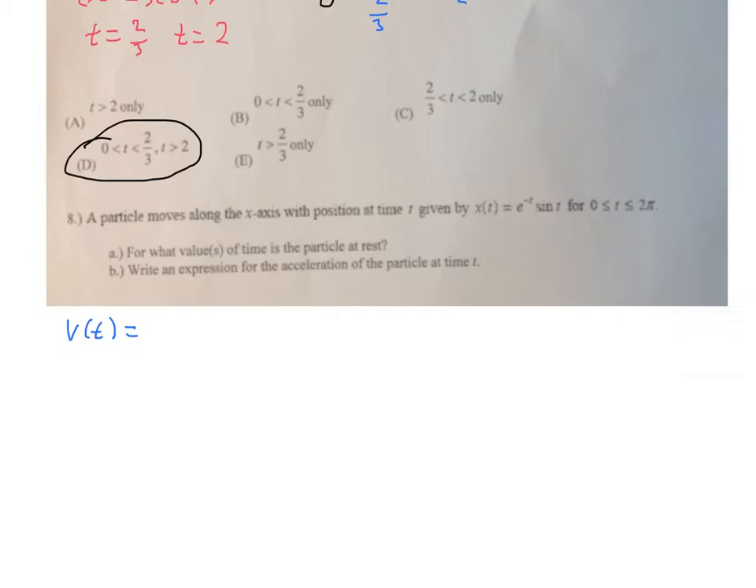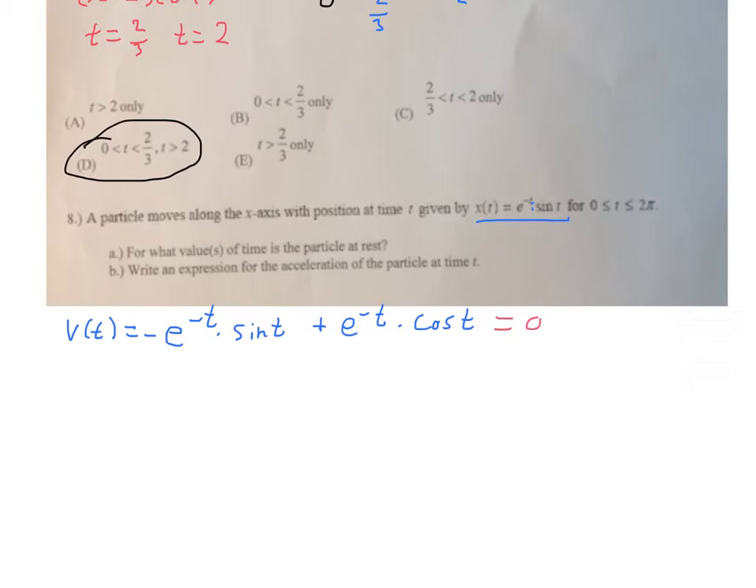Okay, so if we want to take the derivative here, we need to use the product rule, because we have e to the negative t times the sine of t. The derivative of the first, so the derivative of an exponential function, e to whatever is up there, times the derivative of whatever's up there. So we really have negative e to the negative t times the sine of t plus e to the negative t times the derivative of sine, which is cosine.